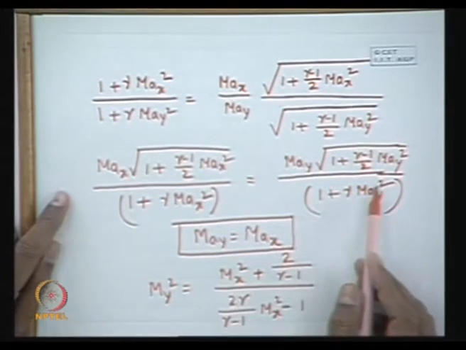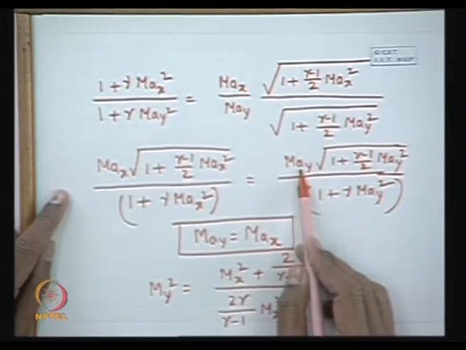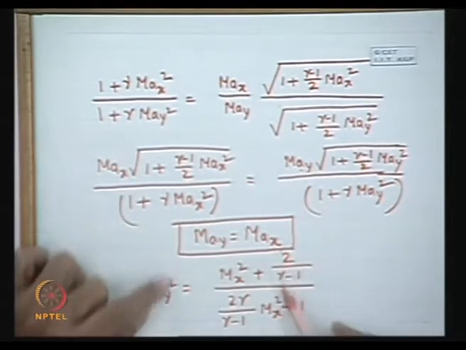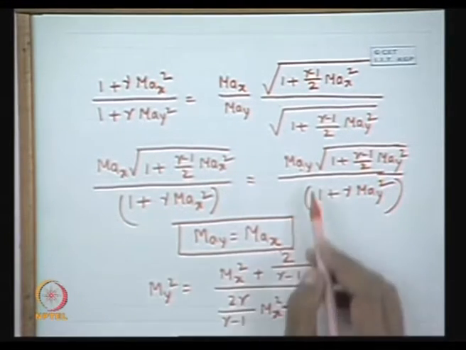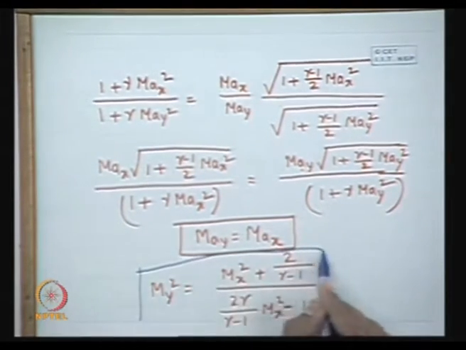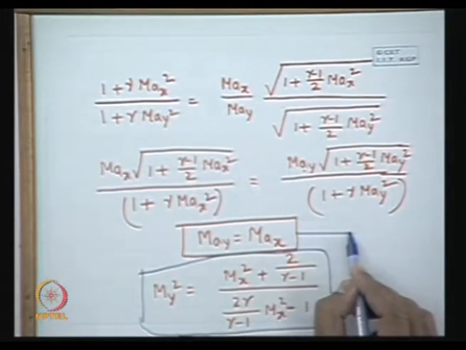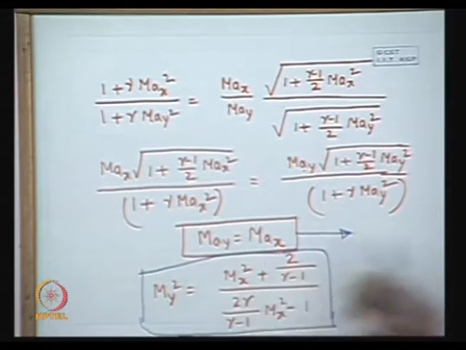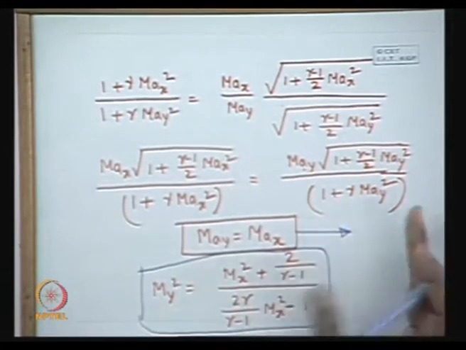That means from this equation, if we solve MAY in terms of MAX, which is very simple and straightforward, it comes like this. If you square both sides and then equate, you will see a trivial solution, MAY is equal to MAX, and another non-trivial solution is like this, MY square is this. Now, this trivial solution has got no importance because it physically implies that both the conditions are the same. That means they refer to the same section.